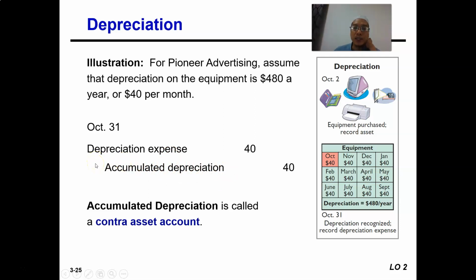What is a contra asset account? An asset account, we know, is something that appears in the balance sheet. It is a property that we have. But accumulated depreciation is a contra. It is a reduction from the asset. Okay, it is a reduction from the specific asset. Okay, it is a contra asset account.